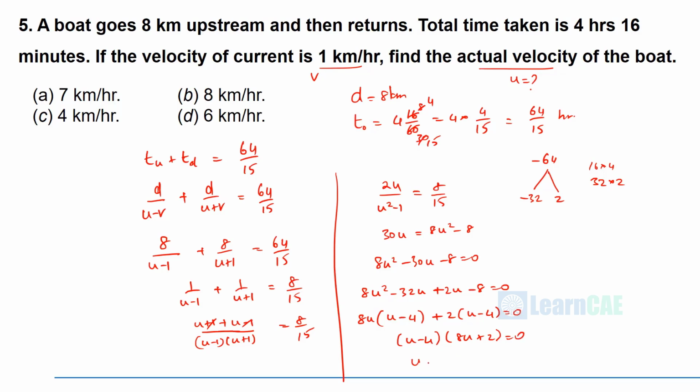U cannot be negative, so U is equal to 4. The other root is not possible. So the actual velocity of the boat, that is U, is equal to 4 km per hour. The answer is C.